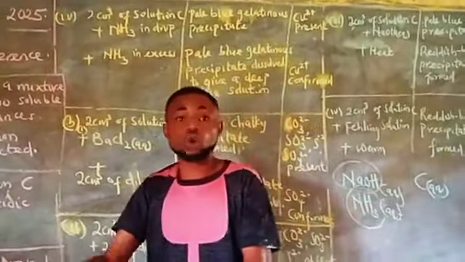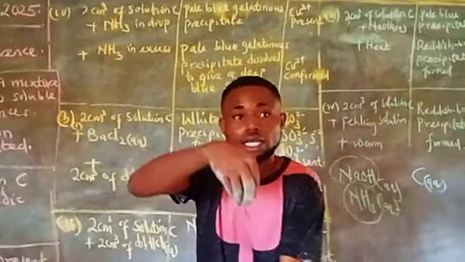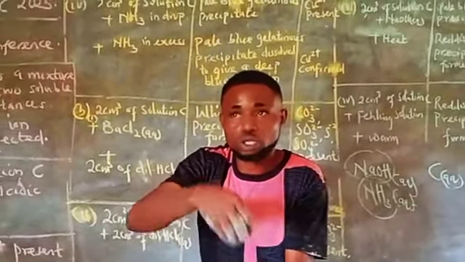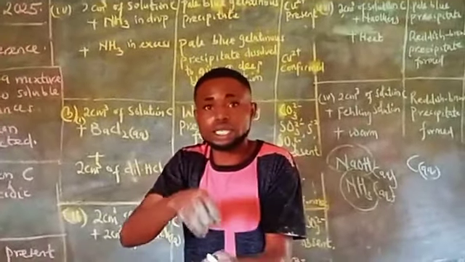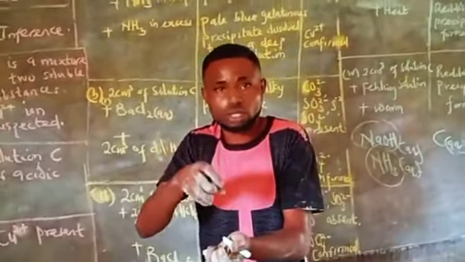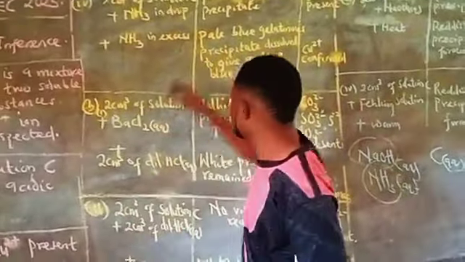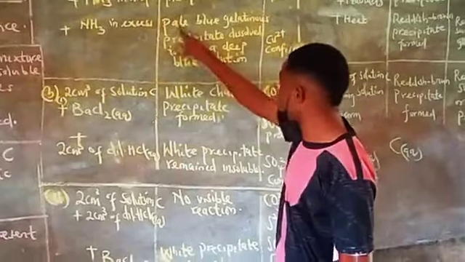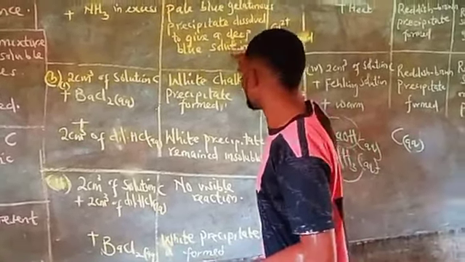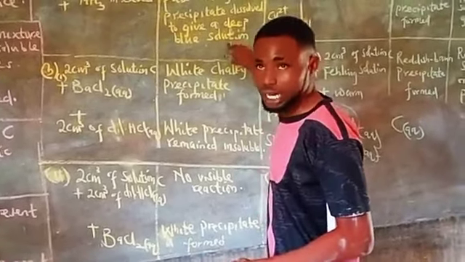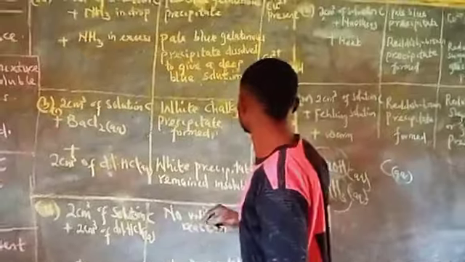So when you add it in excess, the color remains what? It remains a deep blue solution. Is it clear now? Please take note. It is not still a pale blue, it is a deep blue coloration. Do you understand that now? Please be careful, class. Students, am I communicating?